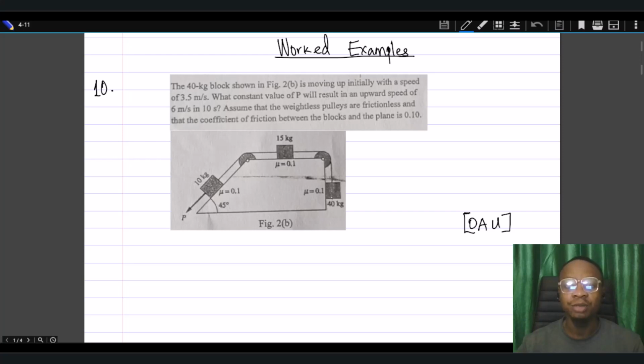That is, what value of P will give this an acceleration such that it goes from 3.5 meters per second to 6 meters per second within 10 seconds. Okay, so that is the work we have to do here.